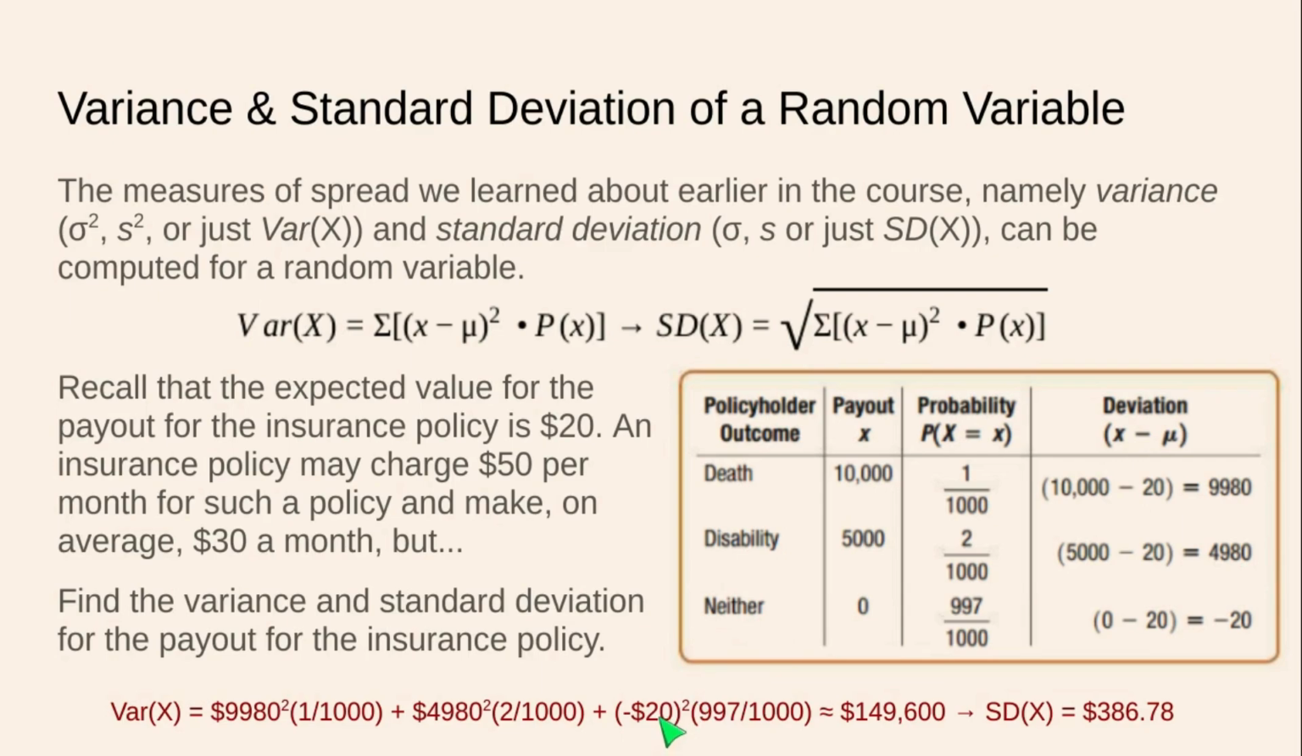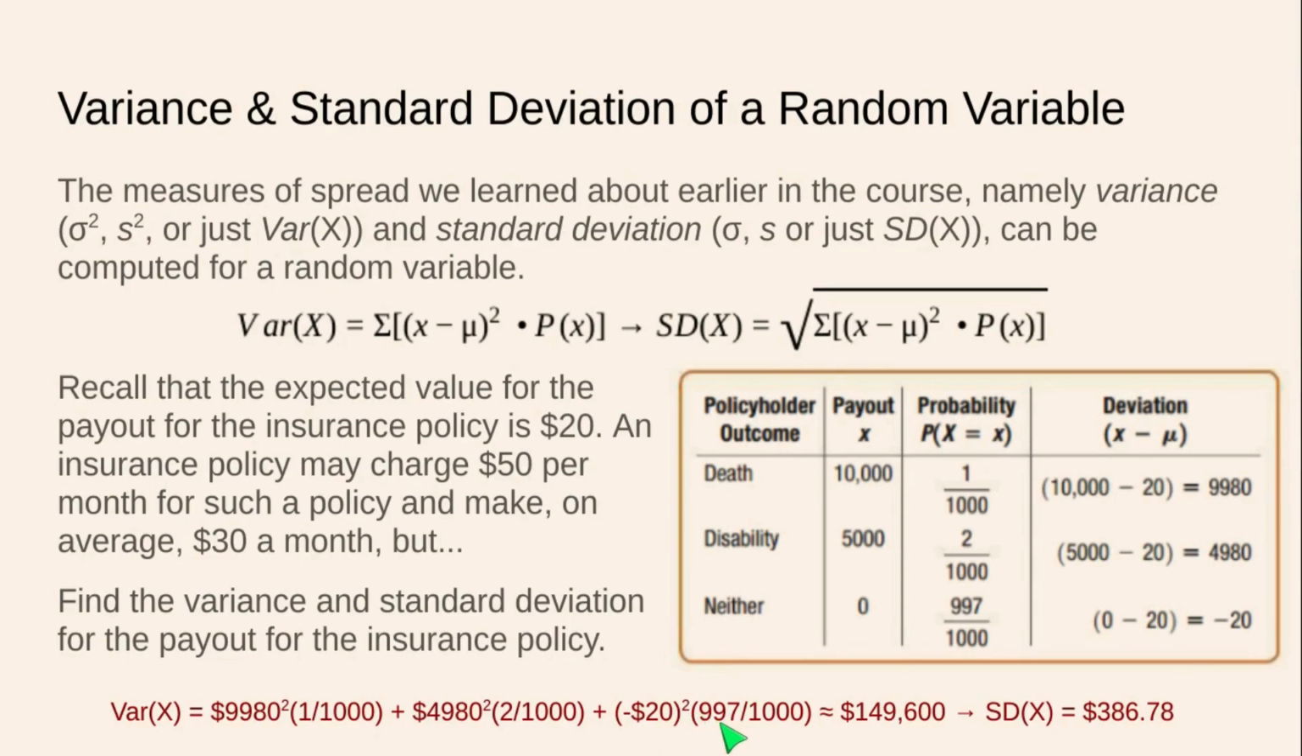And then, of course, neither would be 0 minus 20, which is negative 20. Negative 20 squared, whether 20 is negative or positive, it doesn't matter. Any deviation accounts for positive variation, which is interesting. Doesn't matter whether the deviation is positive or negative. Any deviation, whether positive or negative, means positive variation. Interesting. And I'll let you think about why that's true.